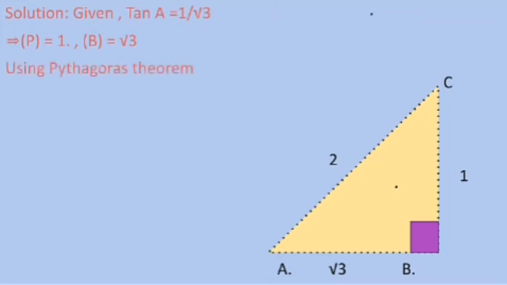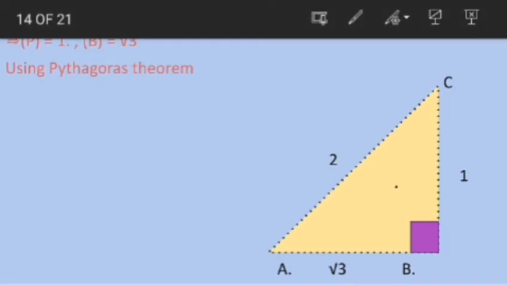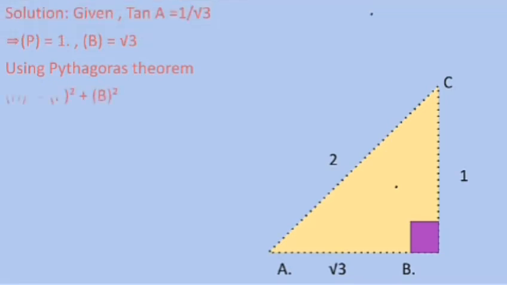Further, now using Pythagoras theorem, because we have to calculate cos A and cos C as well as sin A, we require the hypotenuse. Pythagoras theorem states that the hypotenuse square equals perpendicular square plus base square. So substituting the value of perpendicular, that is 1, and the value of base, that is root 3, we will end up with the equation hypotenuse square equals 1 plus 3.